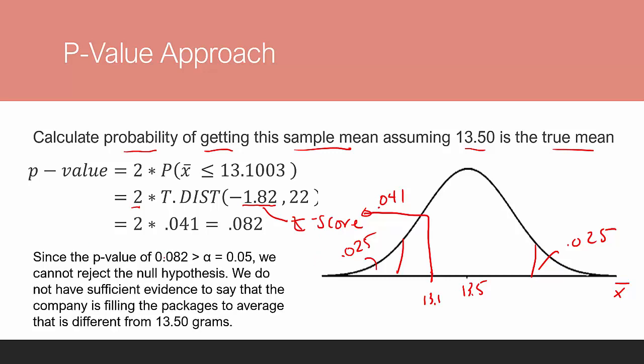Since the p-value is greater than alpha, we cannot reject the null hypothesis. We do not have sufficient evidence to say that the company is filling the packages to an average that's different from 13.5 grams. You may already be noticing we're making the same conclusion with each of the methods we're using. All 4 approaches are mathematically equivalent.